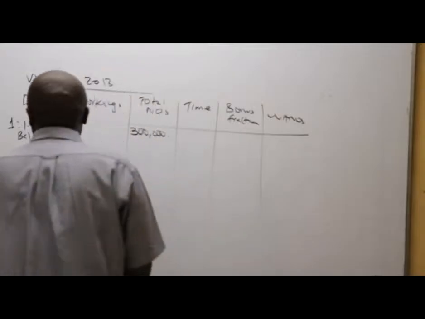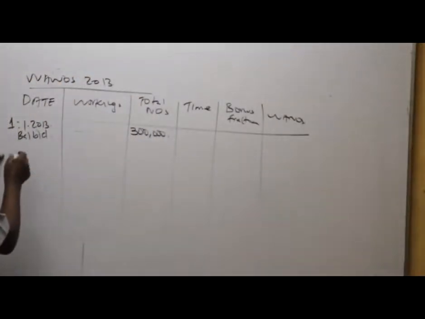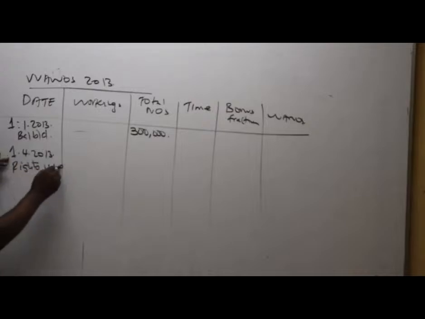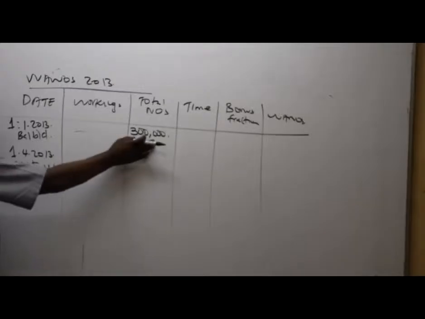Let's come here. What date did they say? Which date had the rights issue? 1st of April 2013. There was a rights issue. And what was the rights issue here? How many for how many? So they say 1:3. So 1:3 times the outstanding number of shares.